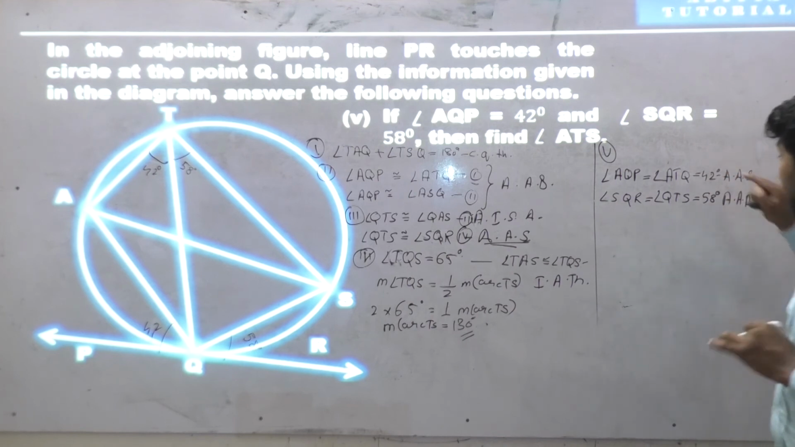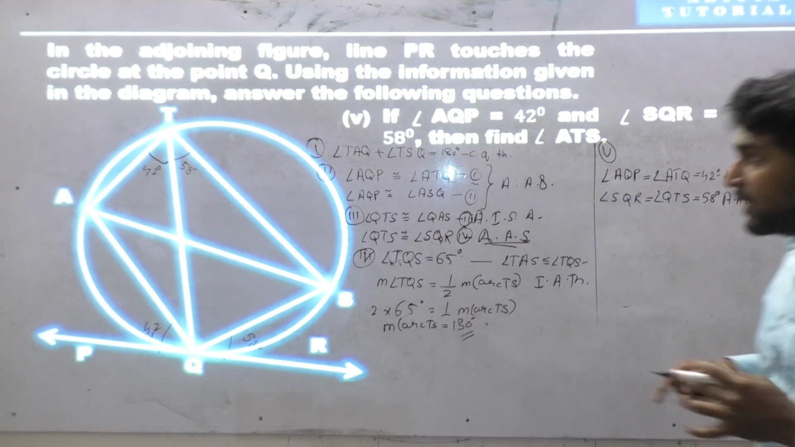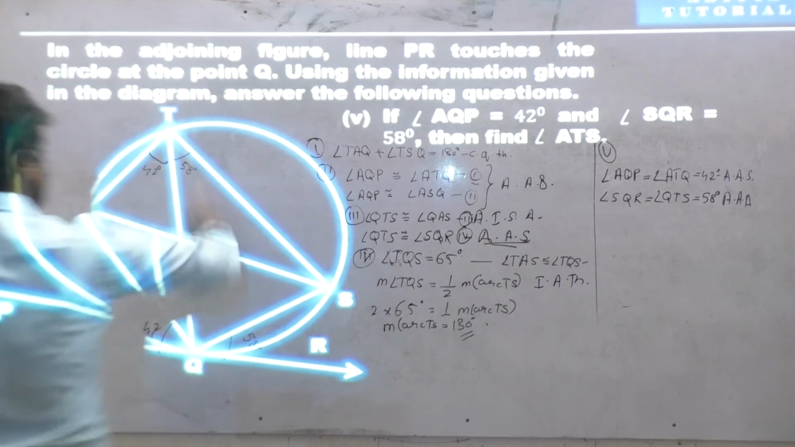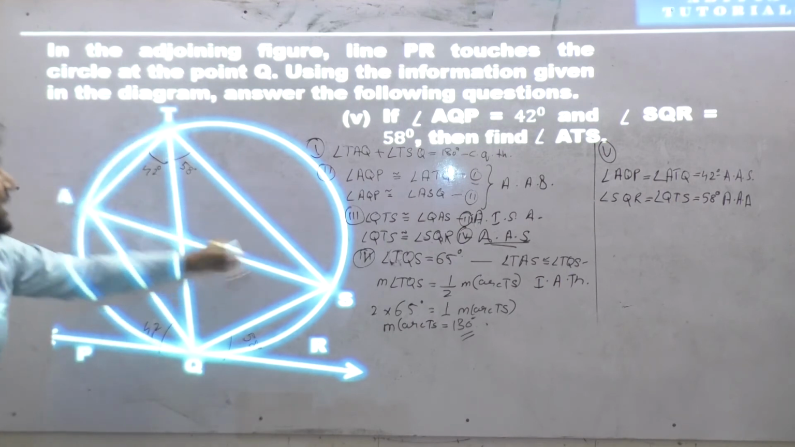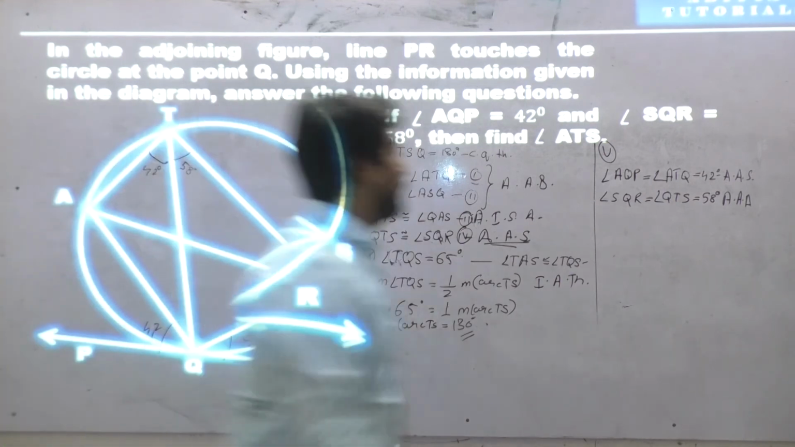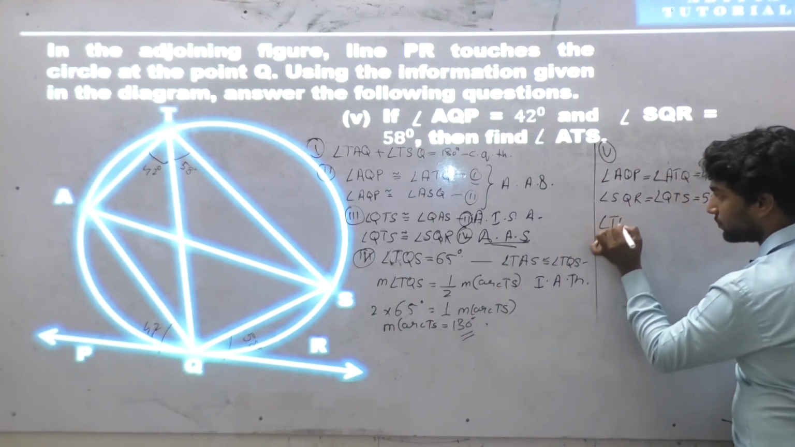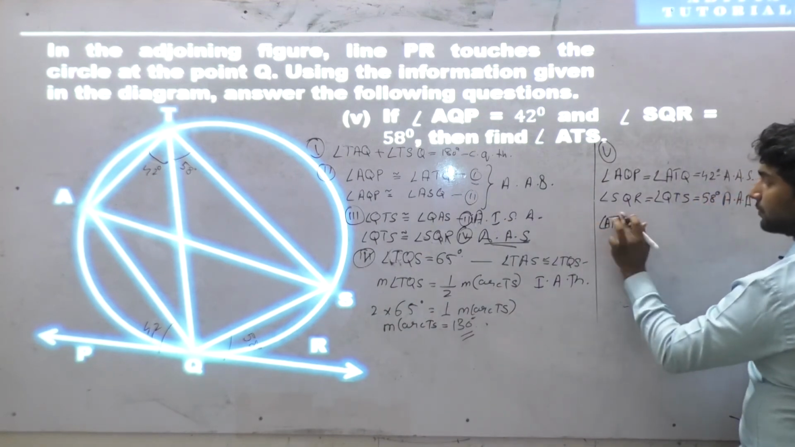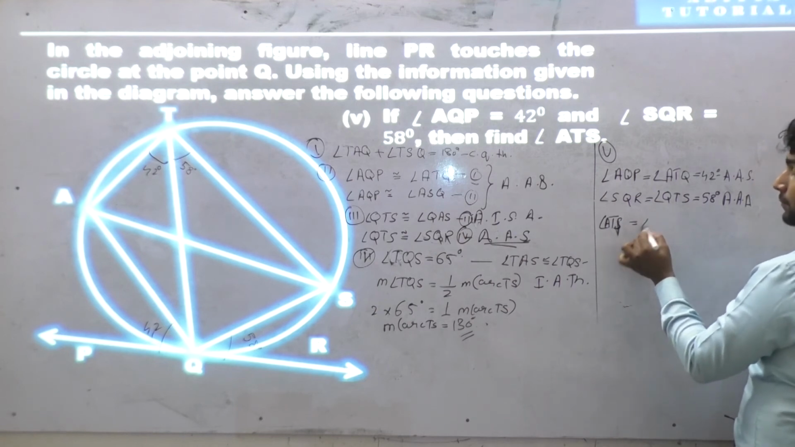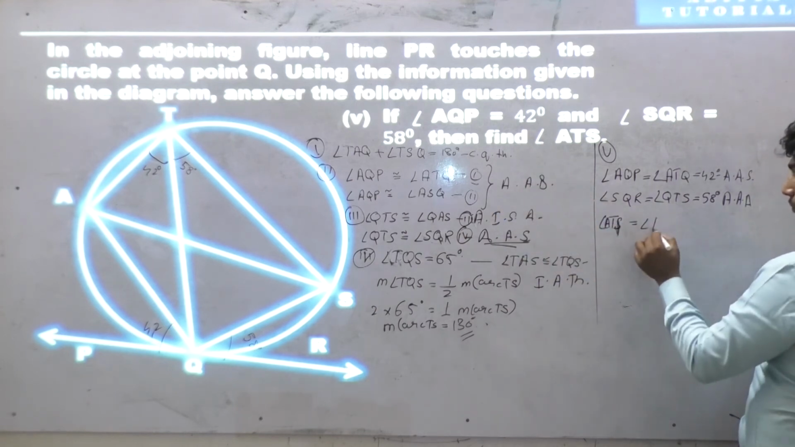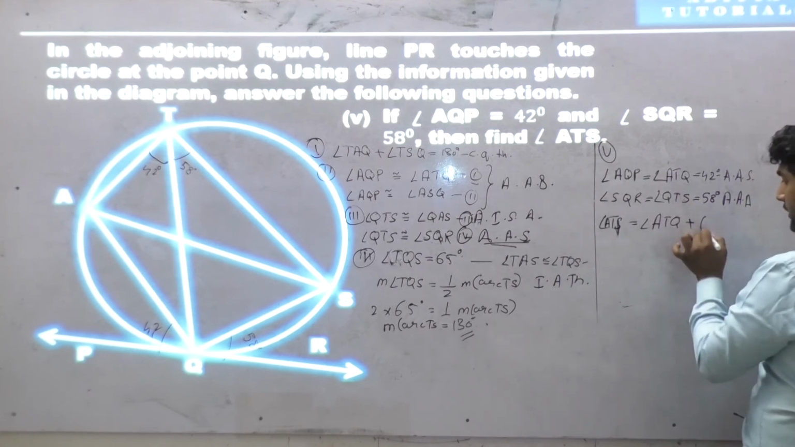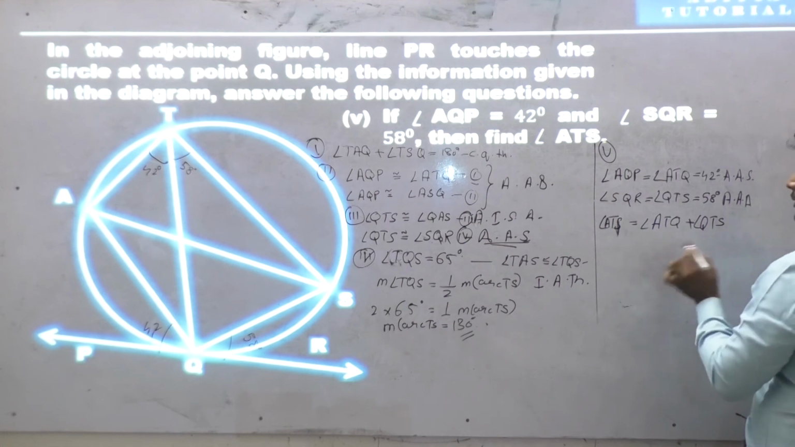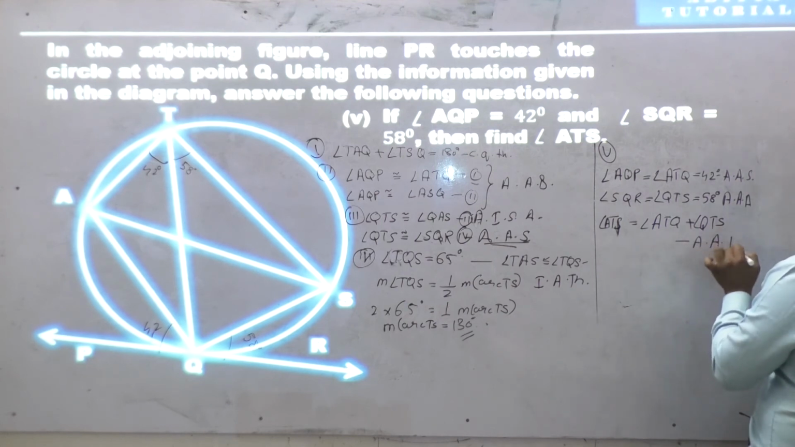अब आगे ये 42 डिग्री है, 58 डिग्री है. अब मेरा मकसद ATS फाइंड आउट करना है. ATS क्या है बेटा? ATS नथिंग बट एंगल ATQ प्लस एंगल QTS. लिख के बताता हूं मैं आपको. Angle ATS is nothing but angle ATQ plus angle QTS. That is angle addition property.